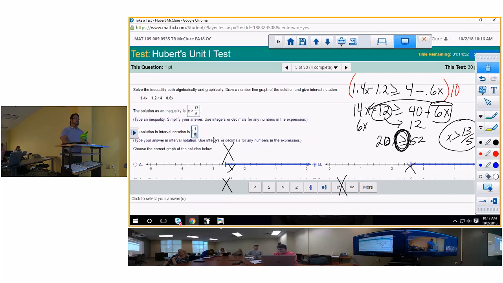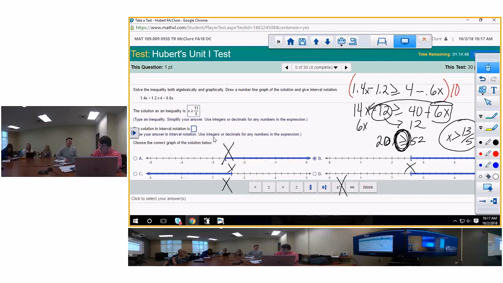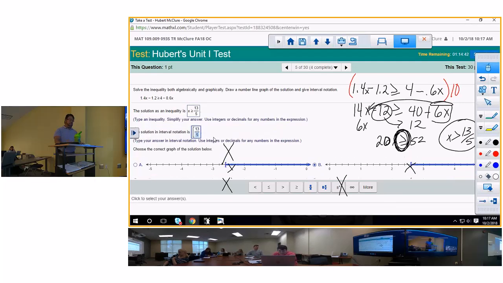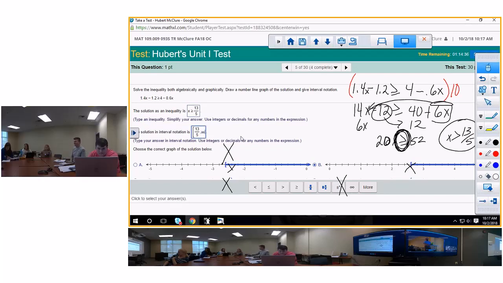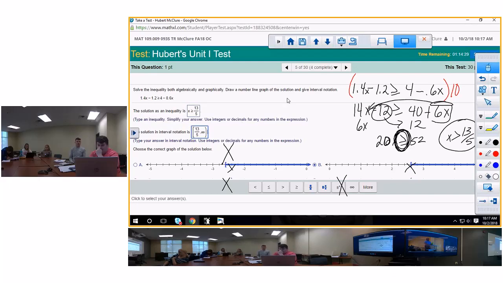13/5, comma, infinity. And what always goes on infinity? Parentheses. Yes.